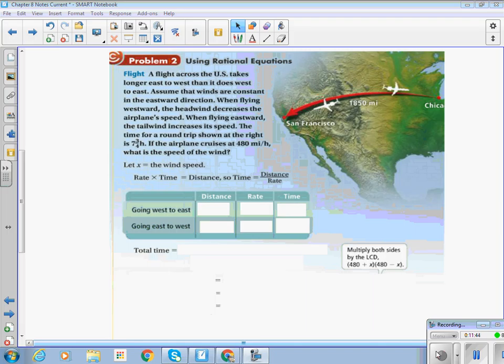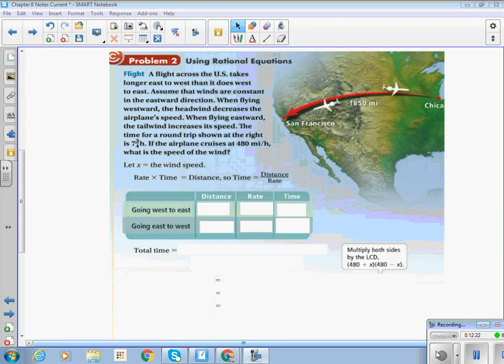Alright, we're going to talk real problems. Problem number 2, using rational equations. A flight across the U.S. takes longer east to west than it does west to east. Assume the winds are constant in the eastward direction. When flying westward, the headwind decreases the airplane's speed. When flying eastward, the tailwind increases its speed. The time for a round trip shown at the right is 7 3/4 hours. If the airplane cruises at 480 miles per hour, what is the speed of the wind?